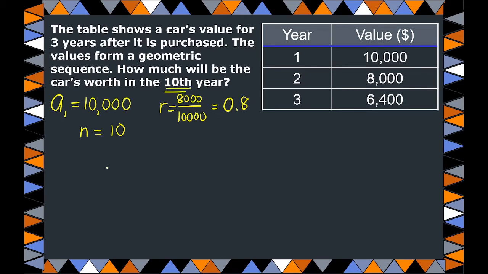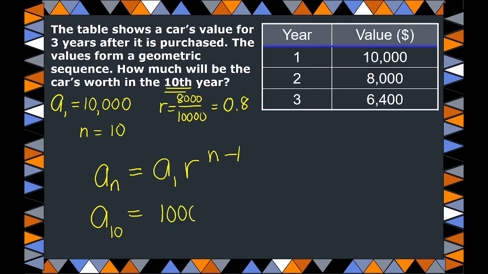So I will be solving again. This is a sequence problem. Let's write down the geometric sequence formula. Substituting everything to your formula. This is A sub 10, the 10th year. 10,000. This is in dollars. Take note. This is US dollars.